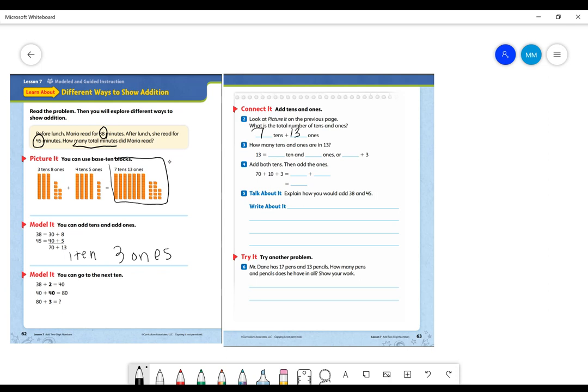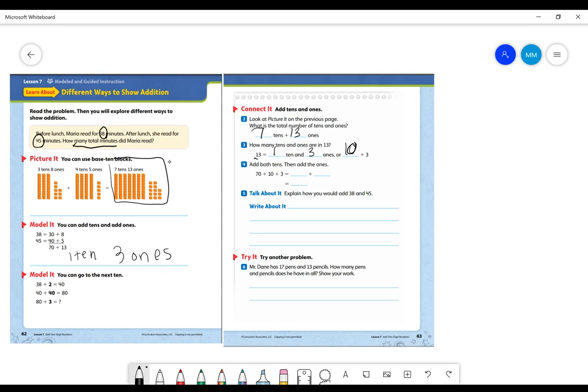How many tens and ones are in 13? So in 13, we have 1 ten and 3 ones, or we can make an addition problem. If 13 is 1 ten and 3 ones, I have my 3 ones. What number is the same as 1 ten? 10, right? If I'm counting by tens one time, 10. So 13 is 10 plus 3 ones.